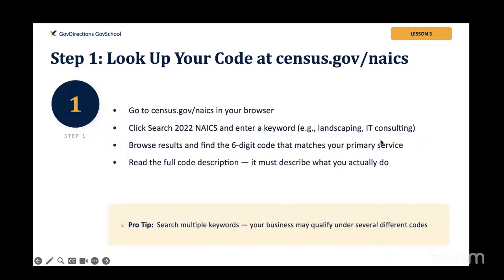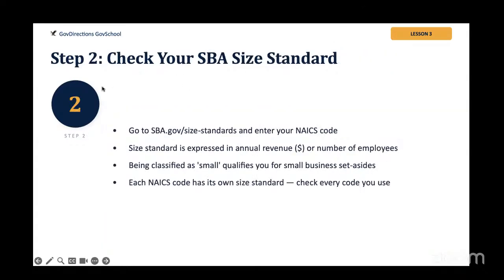Now, how do you look up your NAICS code? You can go and type in the word NAICS on any of the search tools, and you're going to get a million responses. But there's only one official source, okay? So just go straight to the official source, census.gov/NAICS. Now, that is important that you understand that.